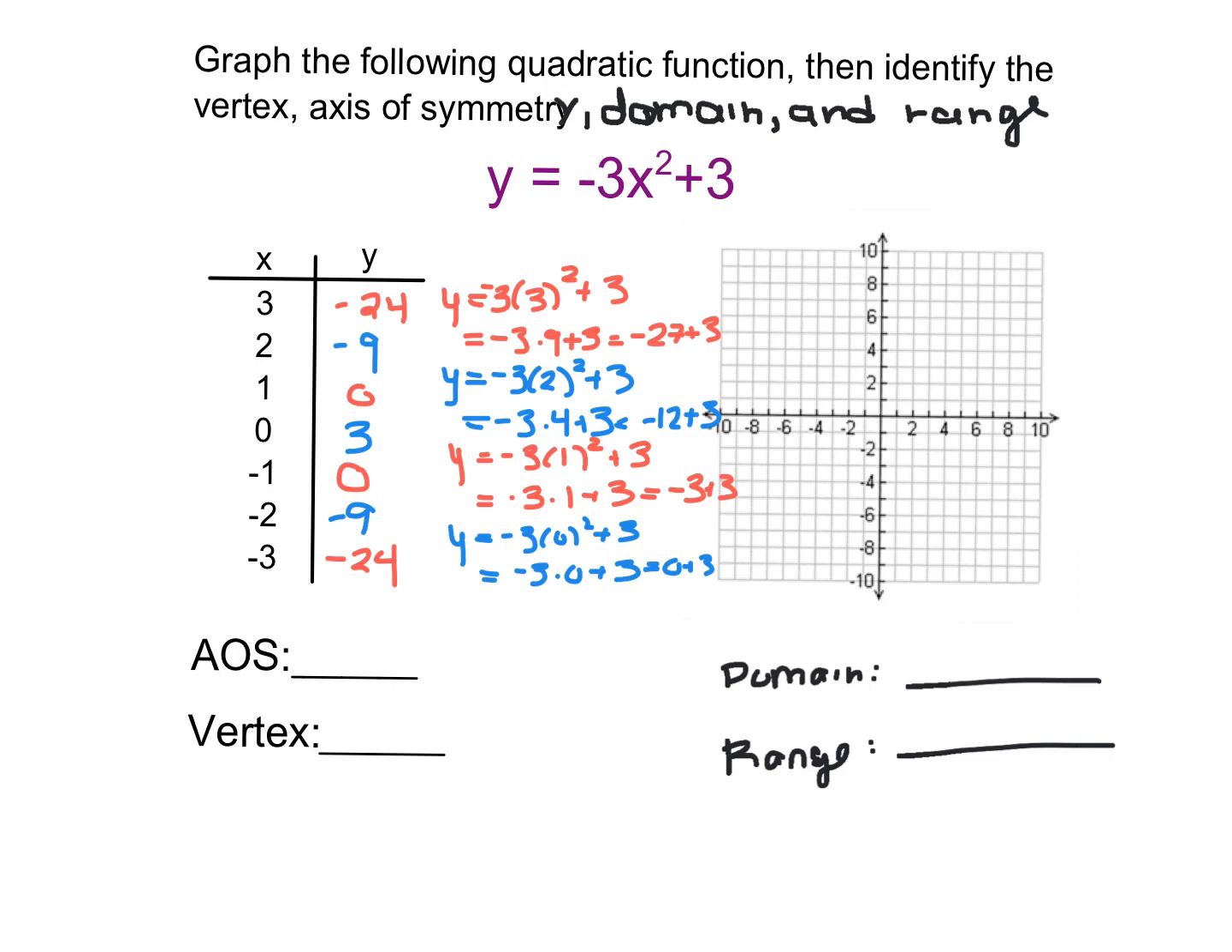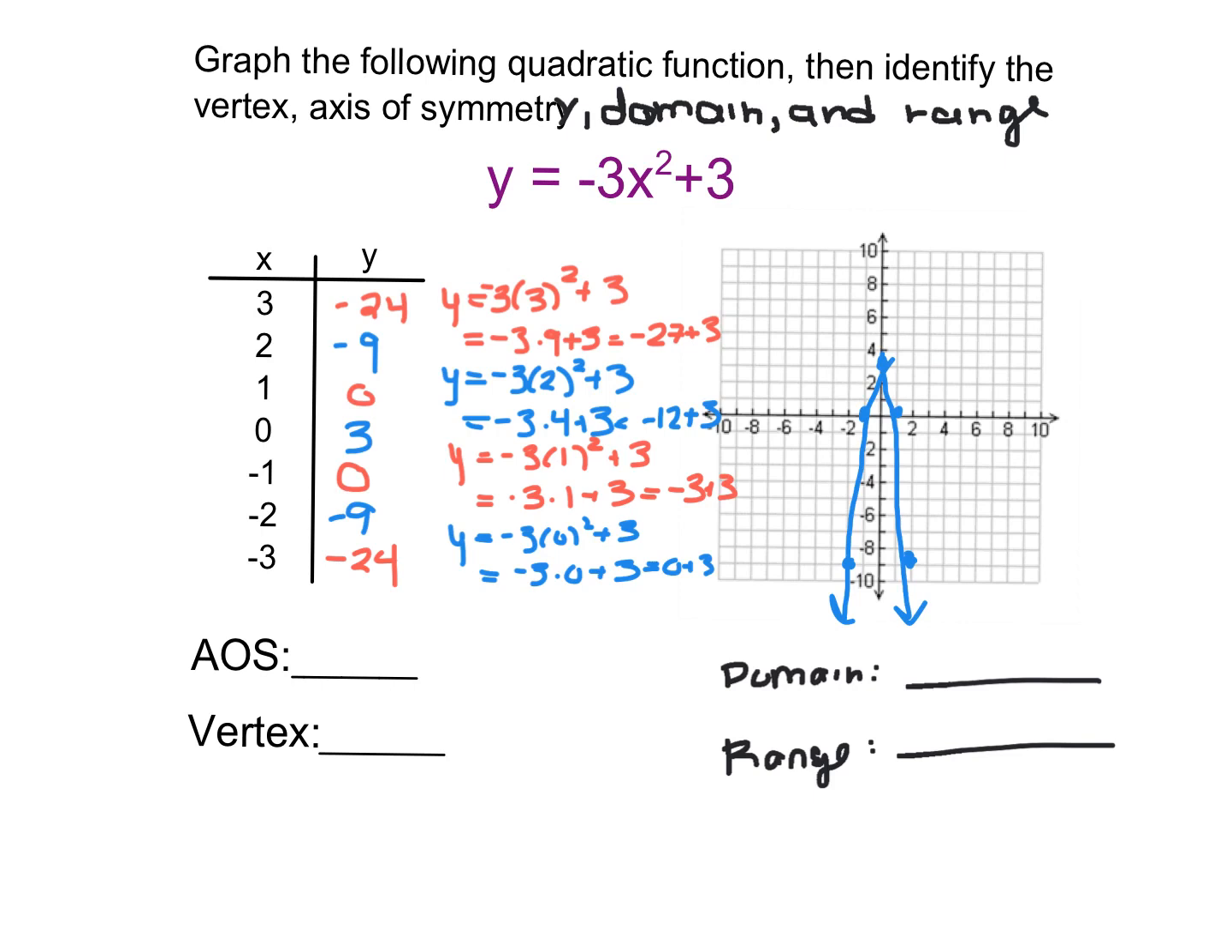Now if we plot the points that fit on this graph, we see that 2, -9 fits. We see that 1, 0 fits. We see that 0, 3 fits. We see that -1, 0 fits, and -2, -9 fits. So there is my quadratic function, at least as much that fits on my current coordinate plane.